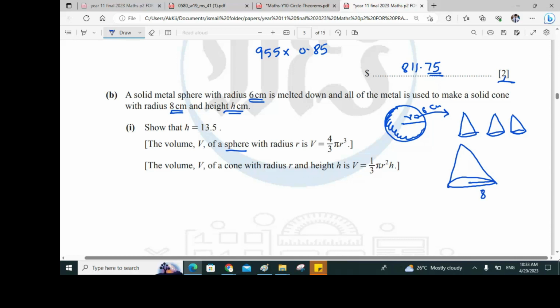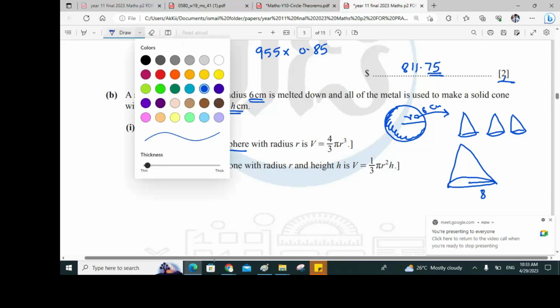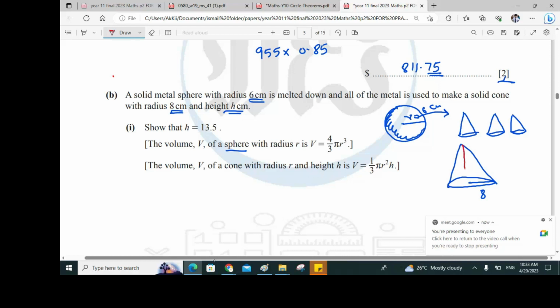And this is 8. And the height, this is the height of it, right? So I'm connecting these two formulas, the formula for the volume of the sphere and the formula for the volume of the cone. I have to connect them both together. For the sphere it will be 4/3 pi r cubed, and r is 6, so it will be 6 cubed. And that will be equal to the volume of the cone.